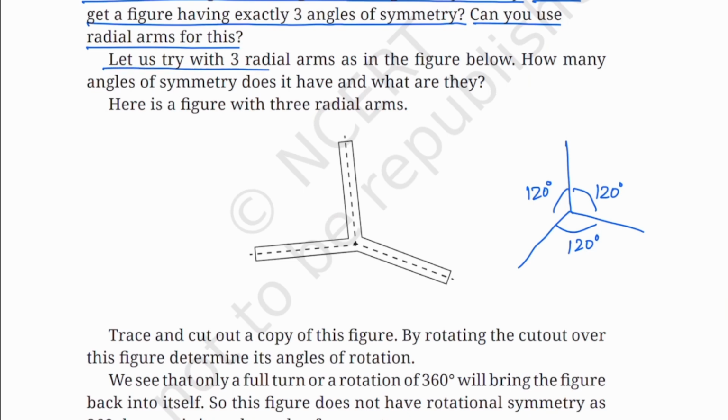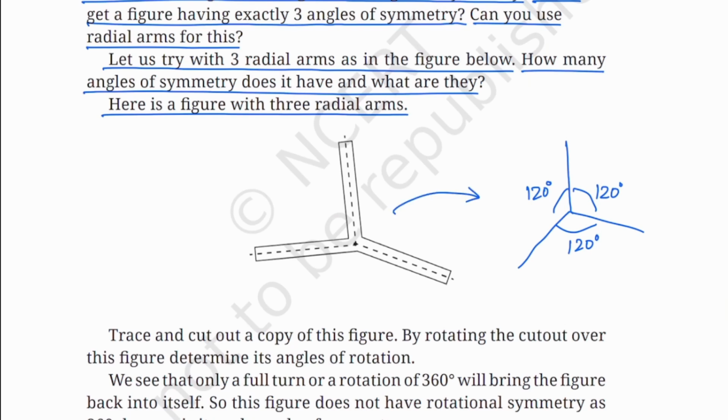Let us try with 3 radial arms in the figure below. How many angles of symmetry does it have and what are they? Here is a figure with 3 radial arms. If radial arms align themselves with having 120 degree in between, then they will have 3 angles of symmetry.